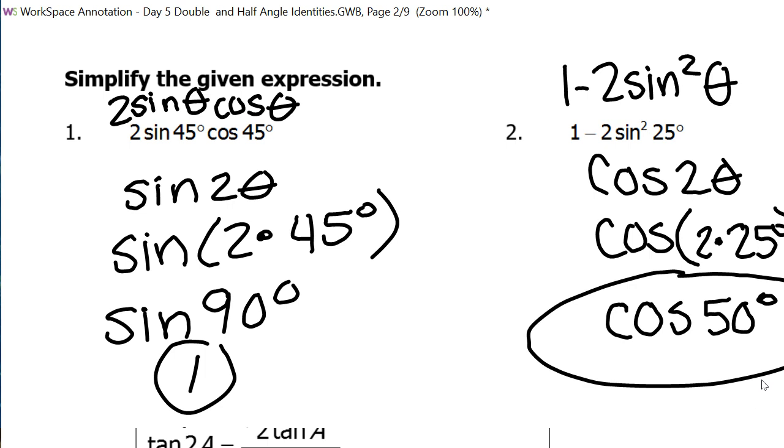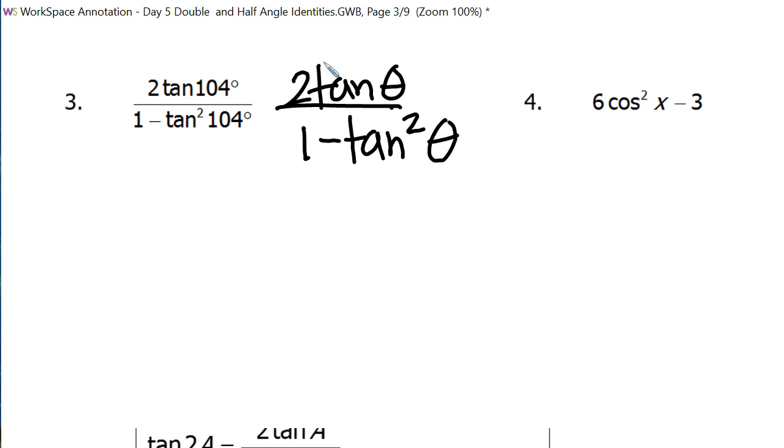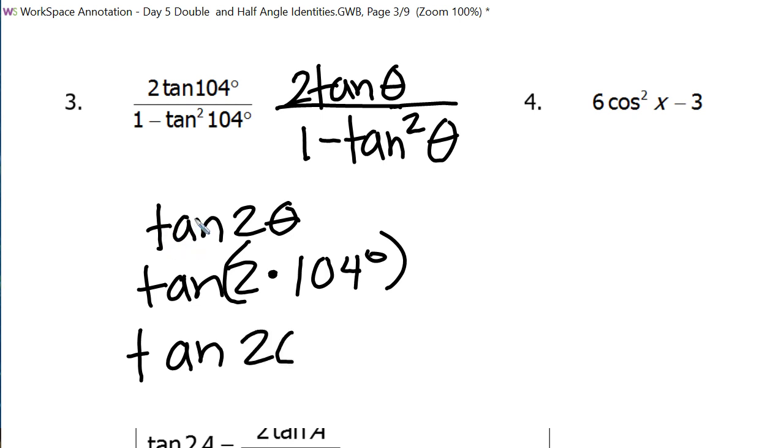Next one, number 3. This would be 2 tangent theta over 1 minus tangent squared of theta. And that looks like which formula? The last one, tangent of 2 theta. But they're not using theta. What are they using for theta? 104. So we need to do 2 times 104 degrees. And 2 times 104 degrees would be 208 degrees. Now, is 208 degrees a unit circle value? No. So we're going to stop right there.